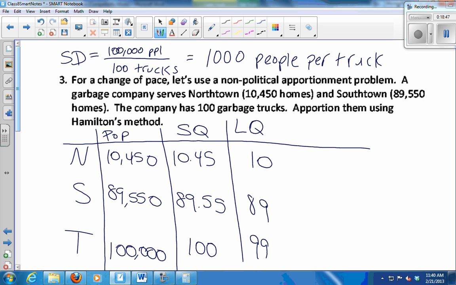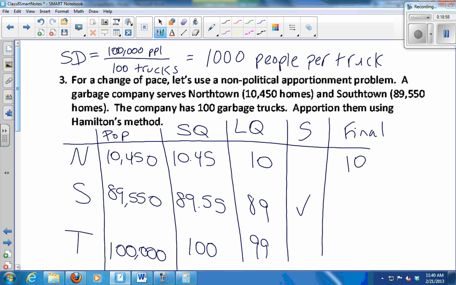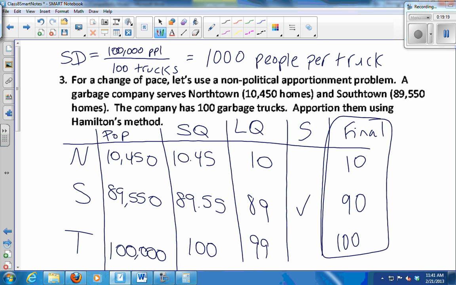Which town should I send it to? Southtown, because they have the largest decimal. Okay, so we give them the surplus. So my final apportionment is going to be 10 to Northtown, 90 to Southtown, and that's my total of 100. Okay, so that seems relatively straightforward.